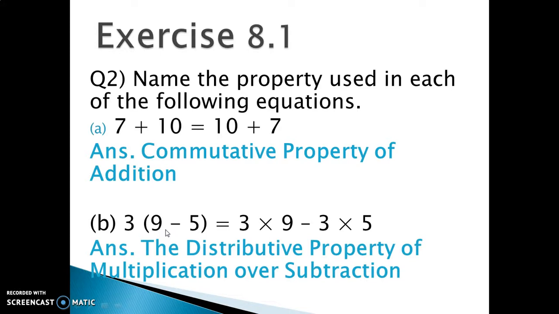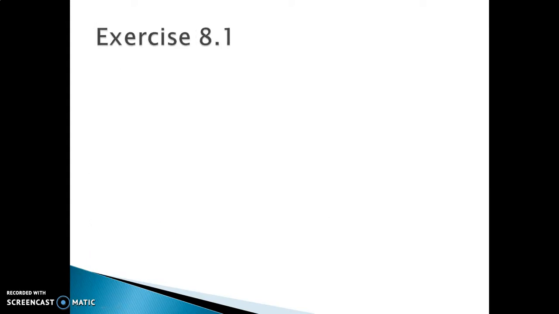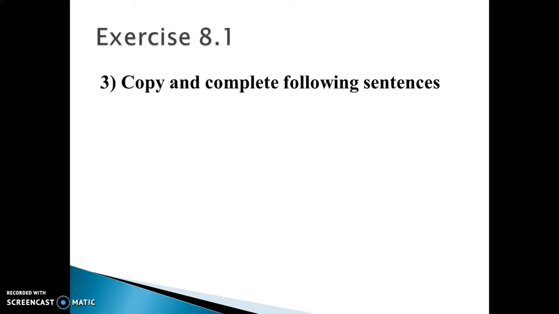Once you revise all the properties well and understand them well, it won't be difficult for you to identify the property. Now let us move on to the next question, question number 3. Question number 3 of exercise 8.1 is to complete the given sentence. We have been given an incomplete sentence and we need to complete it as per the properties we have studied.